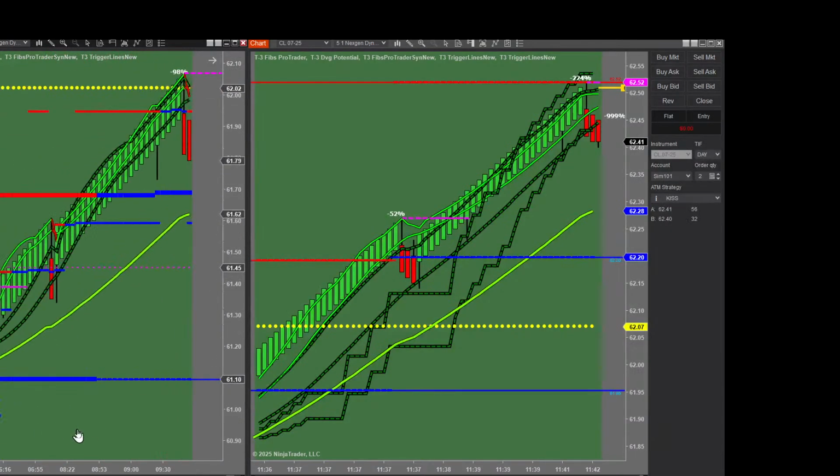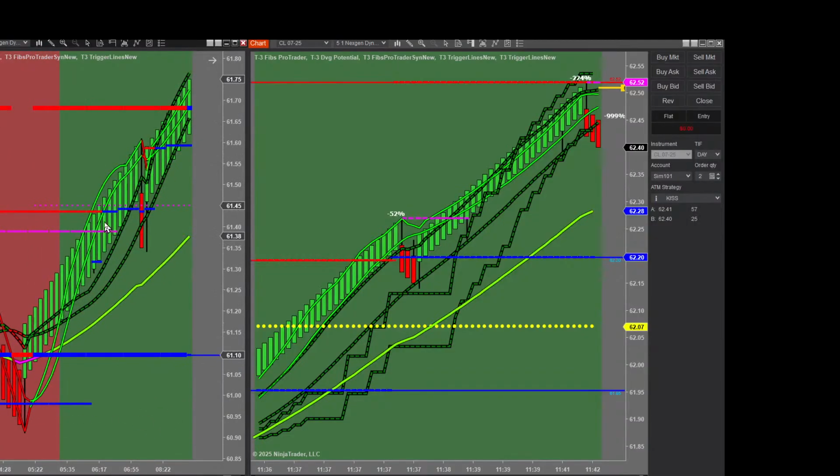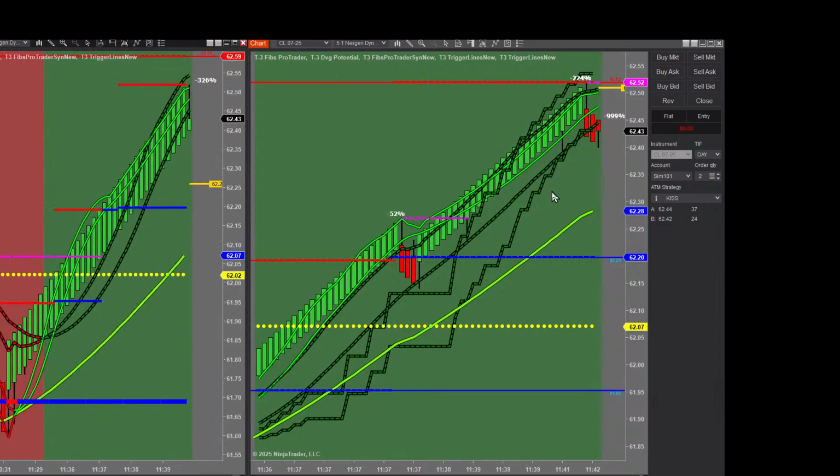So strong tops, strong bottoms are great, guys. They don't guarantee success. The synthetic triggers on the small chart, good question. Watch this.